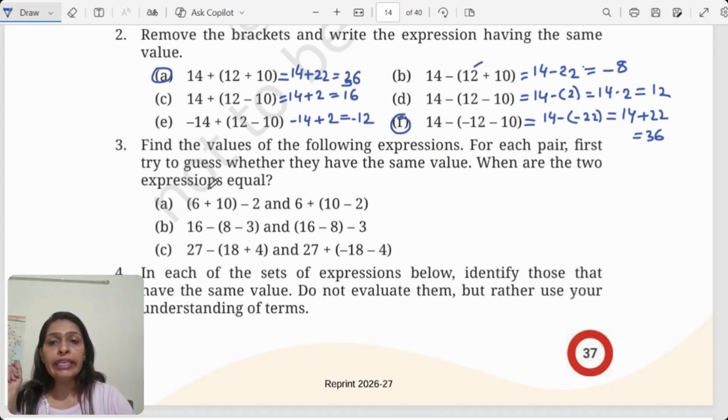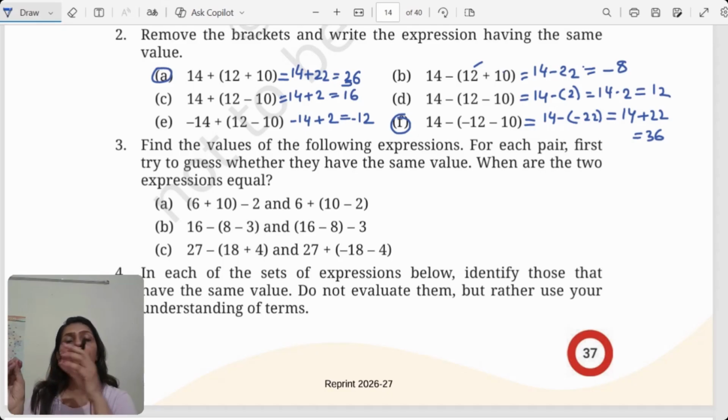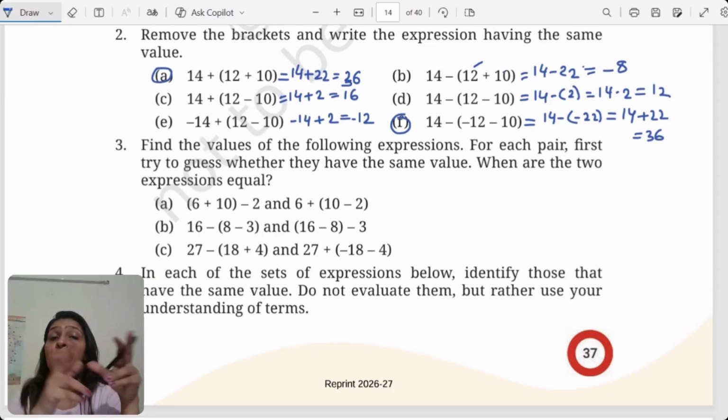The first one is 6 plus 10 minus 2, and then we have 6 plus 10 minus 2 with the bracket on the other part. So we can focus here. In the first expression, 6 is added to 10. So they're plus. And after that, we will get a number that is subtracted. 2 is subtracted from the answer. But in the second part, 10 and 2 are getting subtracted first, and the answer is added to 6.